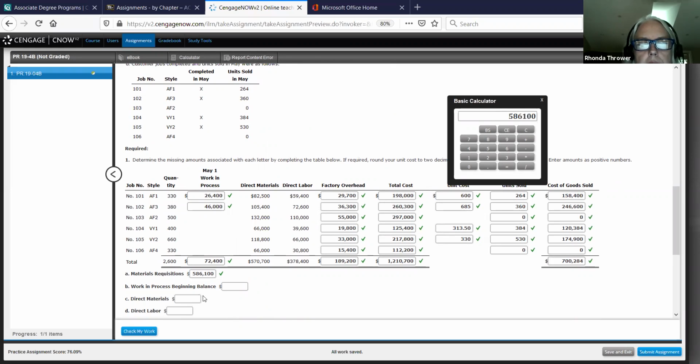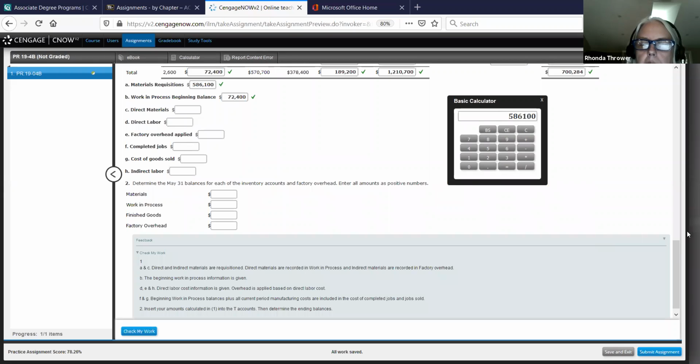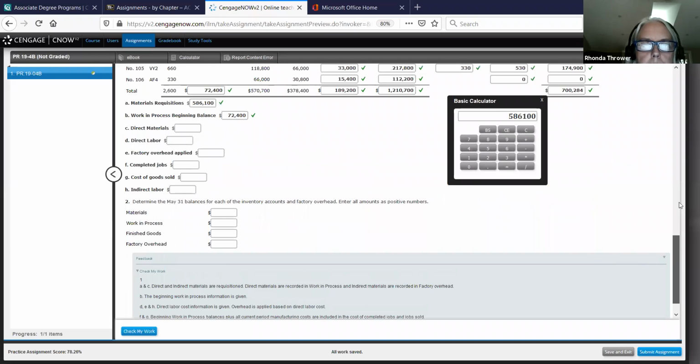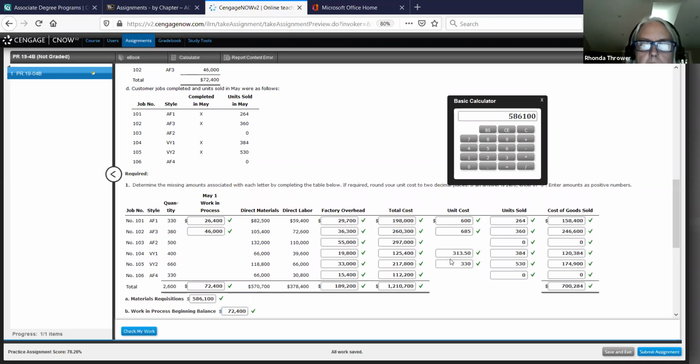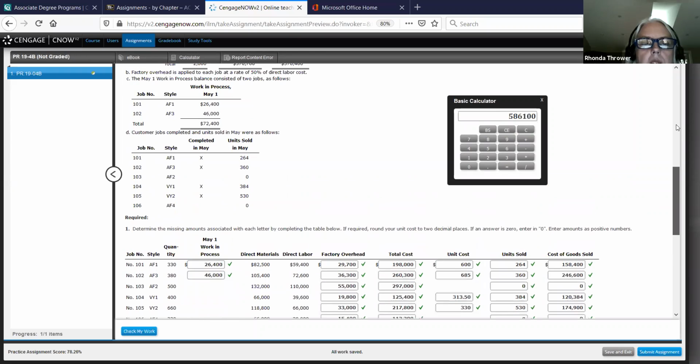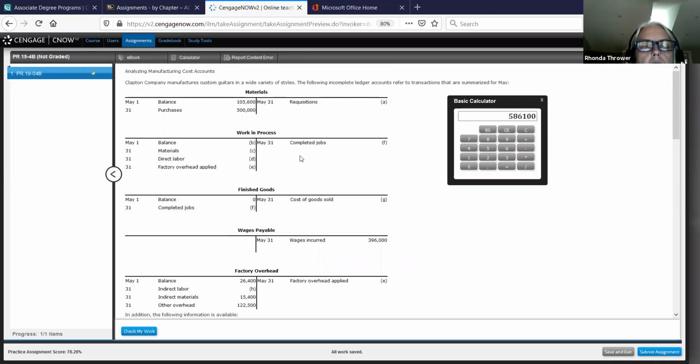They're also asking in B, what is the work in process beginning balance? The beginning balance we have added here, which is $72,400, and these were given amounts. So you could also find them in your information up above, but those are your beginning balances. And this B is going to be entered in to your beginning balance right here in work in process.